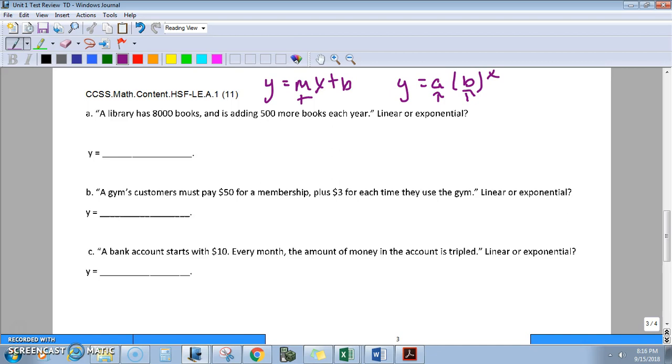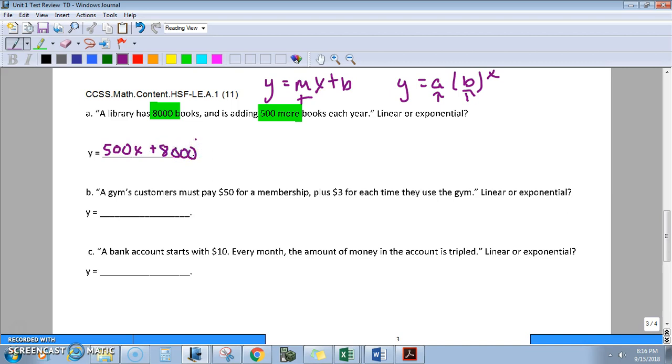So a library, let's look at the first one. A library has 8,000 books, and it is adding, keyword there, adding 500 more books each year. So our starting value is 8,000 and we are adding 500 more. So that's just going to go into linear. So 500 is our slope and our starting value is 8,000.